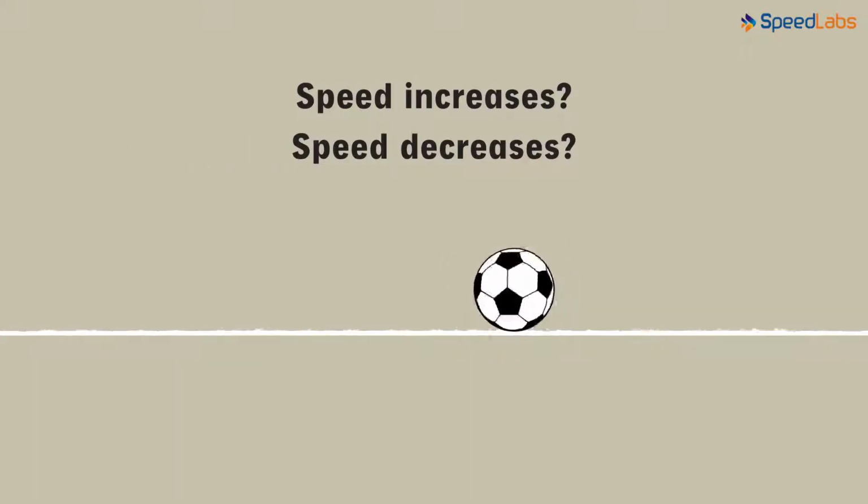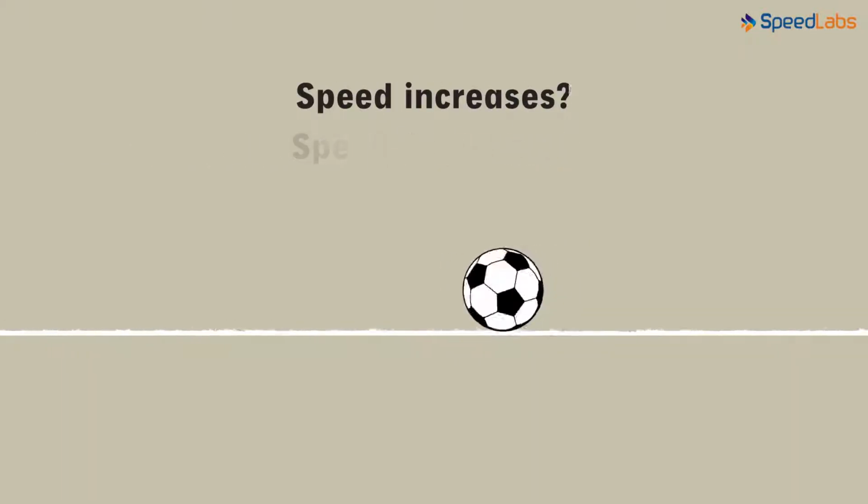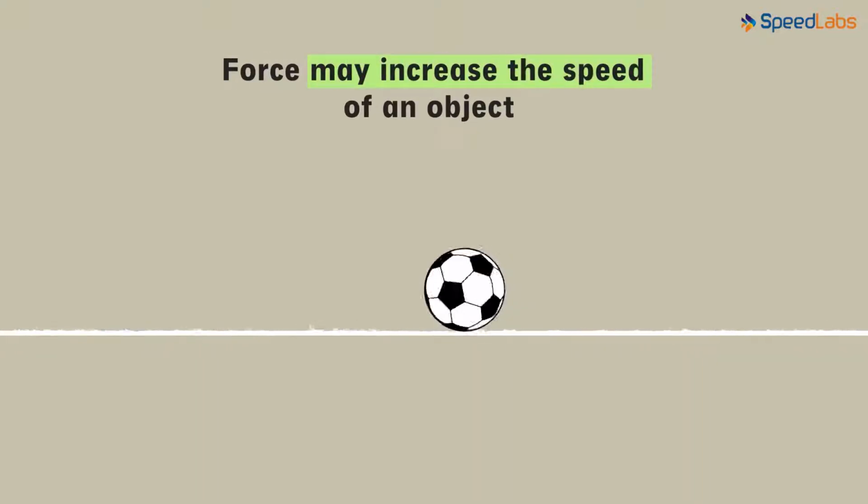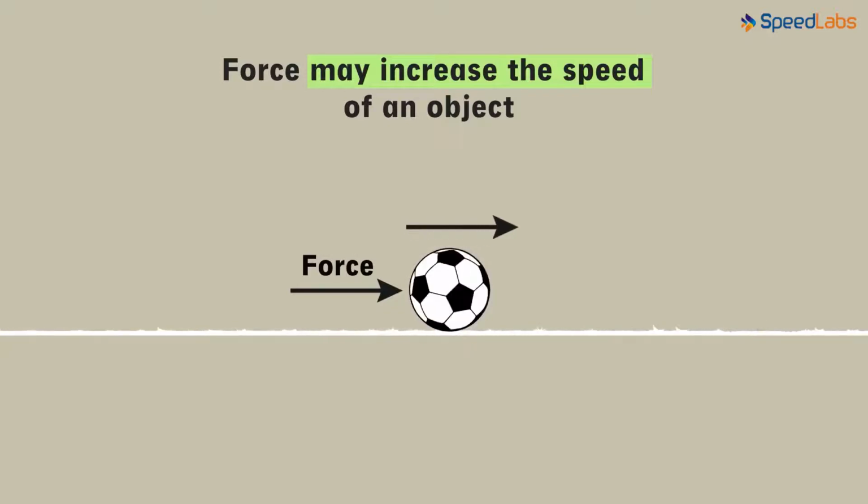Does the speed of the ball increase or decrease? The ball is moving with greater speed now. What can you conclude from this observation? We say that the force may increase the speed of an object. Here the force was applied in the same direction, and hence the speed of the object increased.